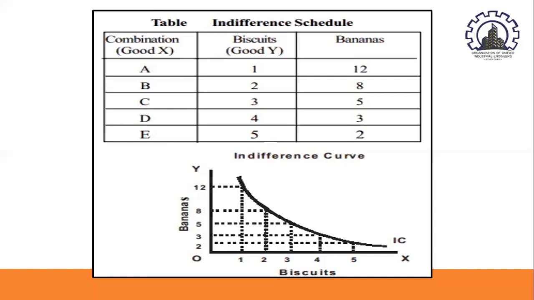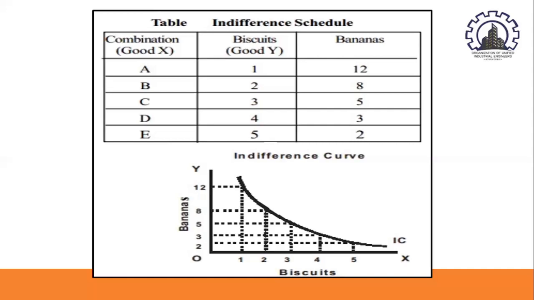As you can notice, in your x-axis is your biscuits, and your y-axis is your banana. If you plot the points, you have point A at 1 and 12, and also 2 and 8 for good B. For good C, you have 3 and 5. For good D, you have 4 and 3. And finally, for good E, you have 5 and 2. So actually, that is a curve, right? That's what we call your indifference curve.